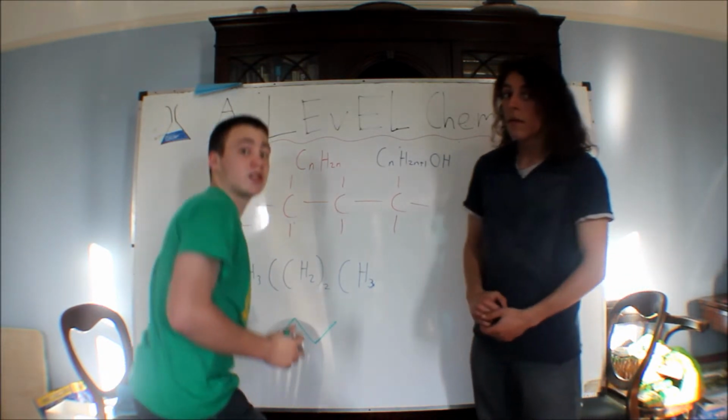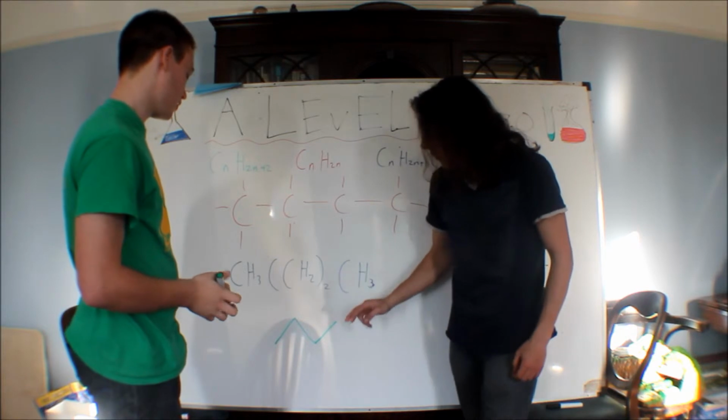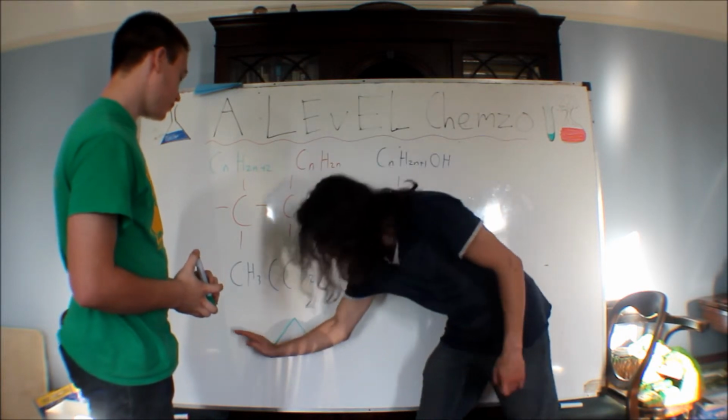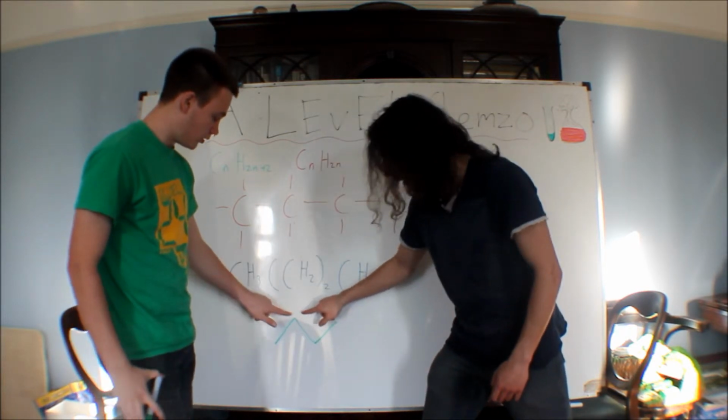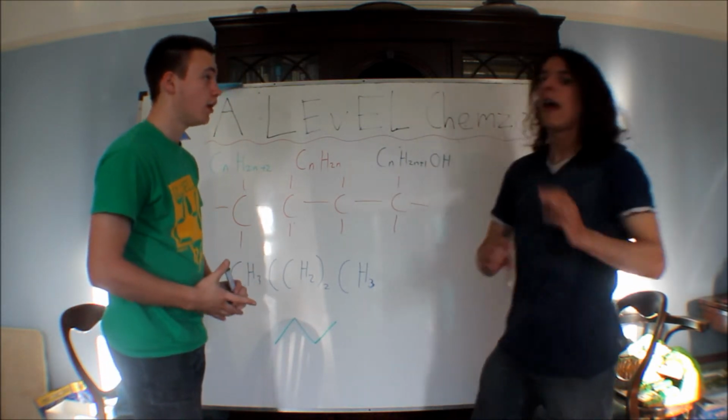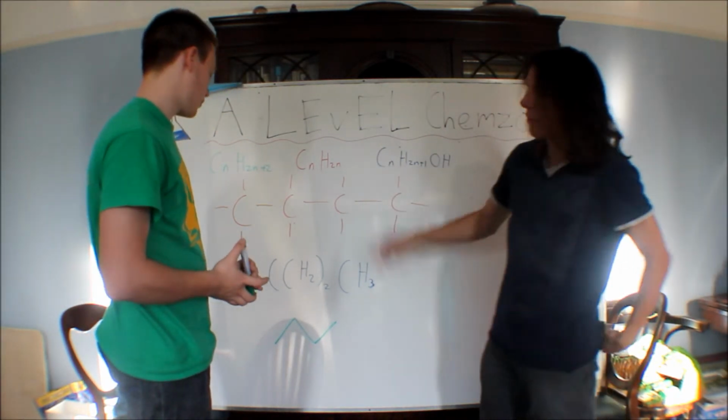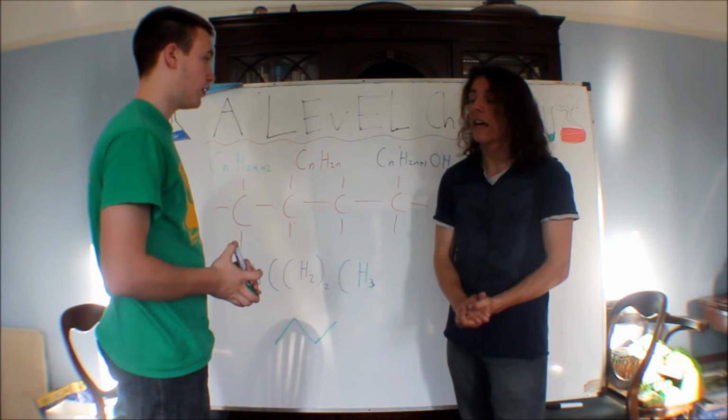And that's what butane looks like in skeletal form. You think of every corner, and if you imagine there's one there, this would be a carbon, that'd be a carbon, that'd be a carbon, that'd be a carbon. And because each carbon has 4 bonds, all the rest of the bonds will be taken up by hydrogens unless otherwise stated.